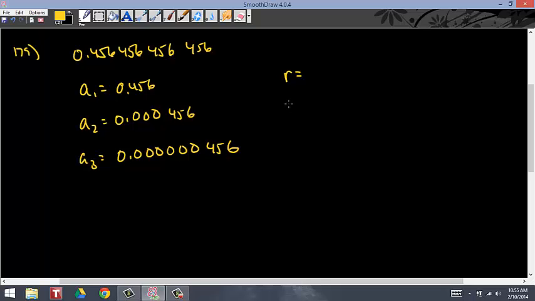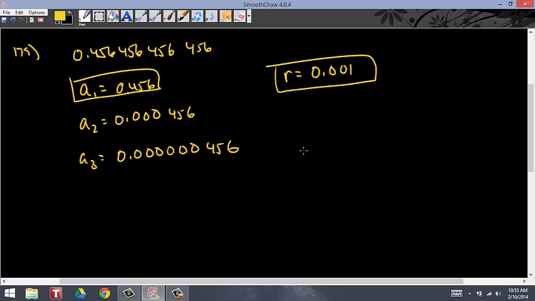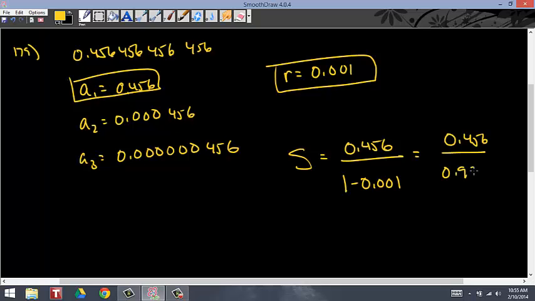Who can raise their hand and tell us what R is? Chief, you got a calculator. Can you take 0.000456 divided by 0.456? 0.001. Yeah? Okay, so we have a sub 1 here, we have R. This is an infinite sum, so we say that S is equal to 0.456 all over 1 minus 0.001. So 0.456 all over 0.999, I believe.